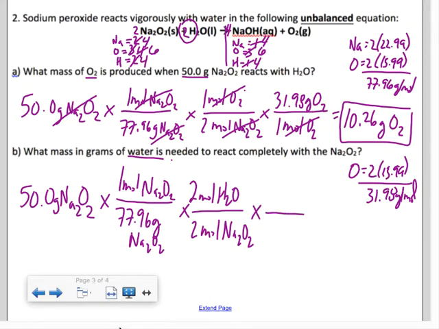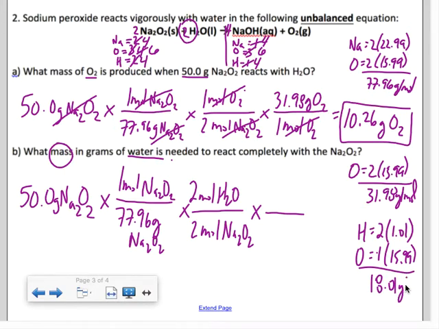Again, if they wanted moles, I would have been done, but they want mass. So I've got to multiply the moles of water by its molar mass. What's the molar mass of water? Well, hydrogen, I've got 2 of them at 1.01. Oxygen, I've got 1 of them at 15.99. That's 18.01 grams per mole. So 1 mole of H2O, I need the moles to cancel out, so it's going to be 1 mole down here of H2O times the molar mass on top.